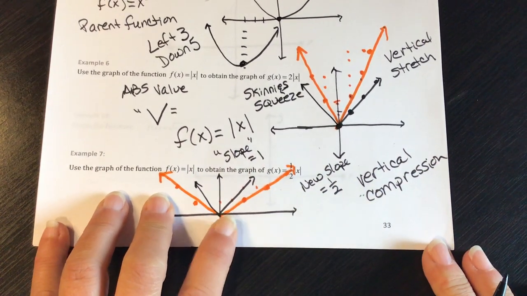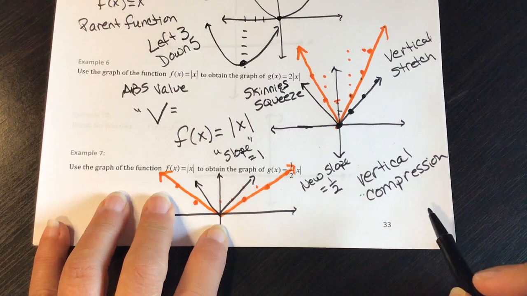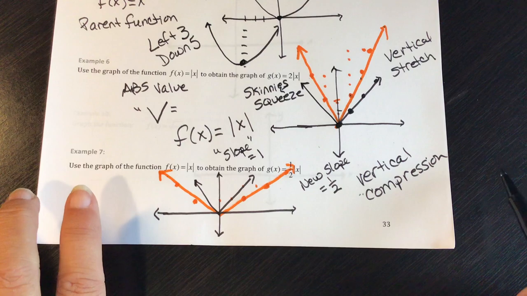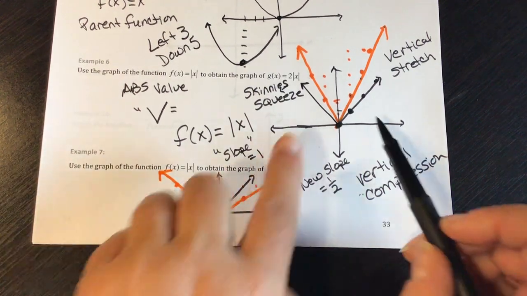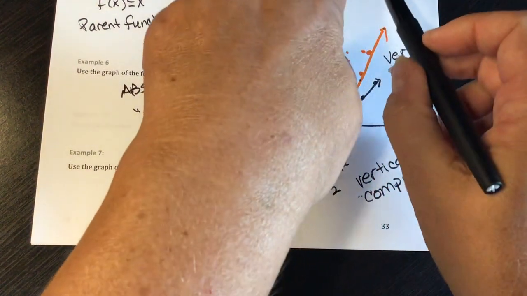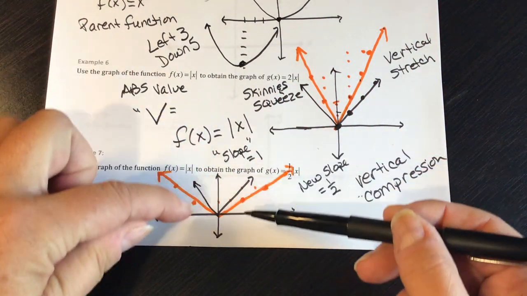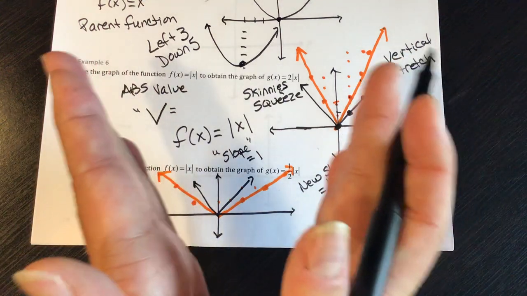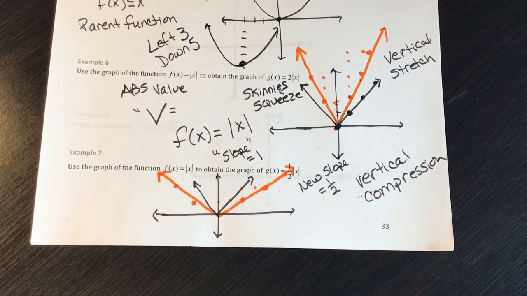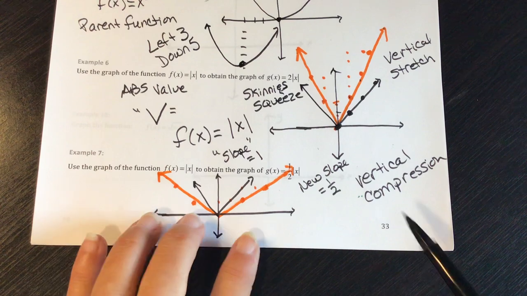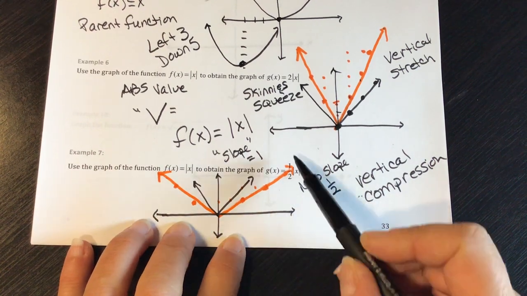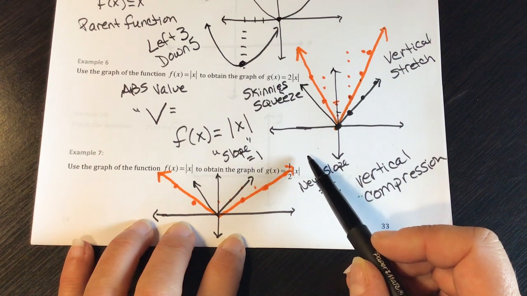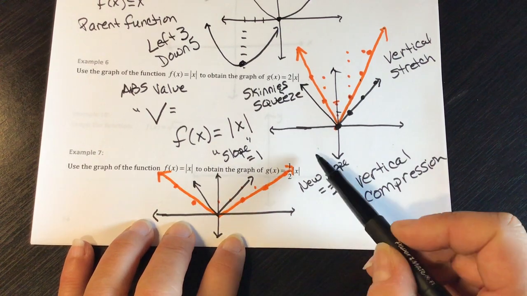A vertical compression. And what that means is it's widening, we're compressing it downwards, we're up here, we're stretching it upwards, but if we push down, it's like we're opening a little bit wider. Or it takes longer to get to the same point. Okay, so if I wanted to get to a certain y value, it's going to take me longer to get there.